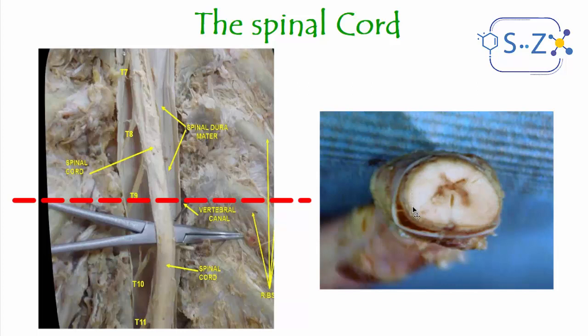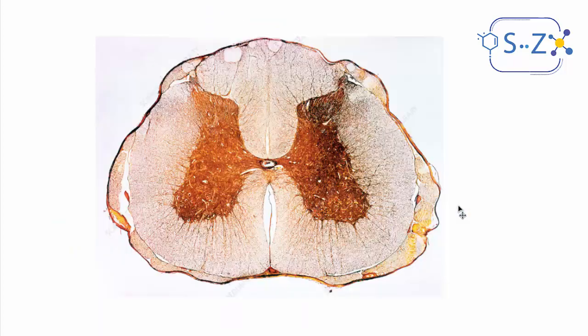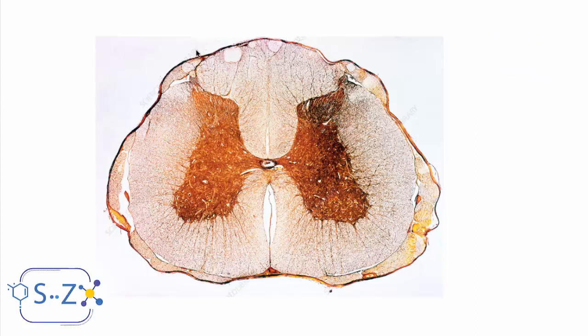We're going to learn what the parts of the spinal cord are. First of all, this is a cross section seen under the microscope. This is the posterior side, or the dorsal side of the spinal cord, or the back side, and this is the anterior or ventral side of the spinal cord.